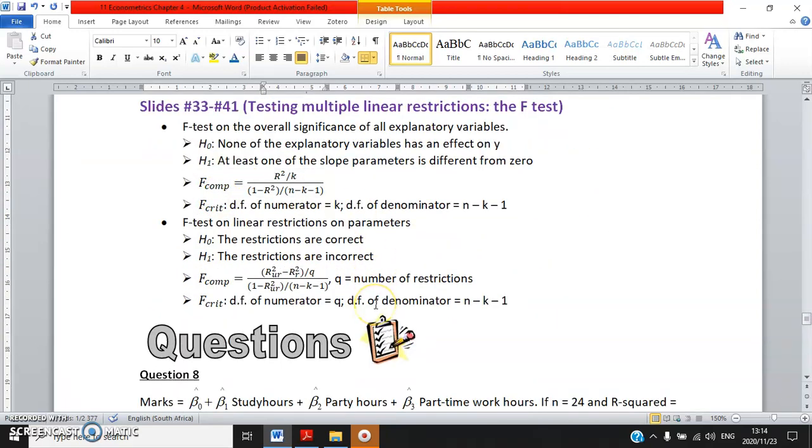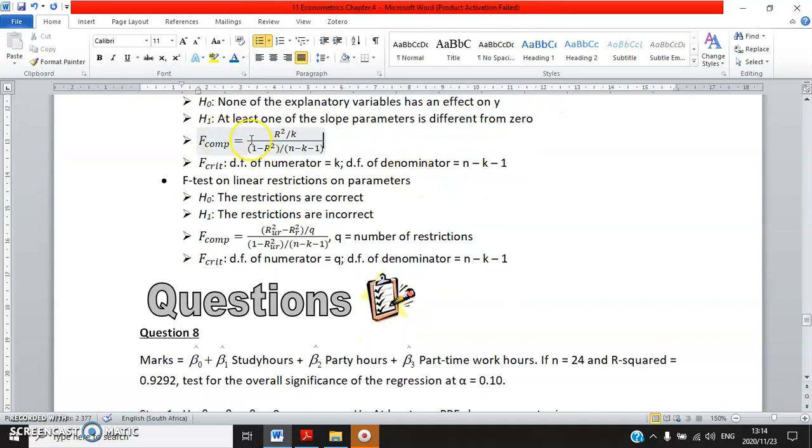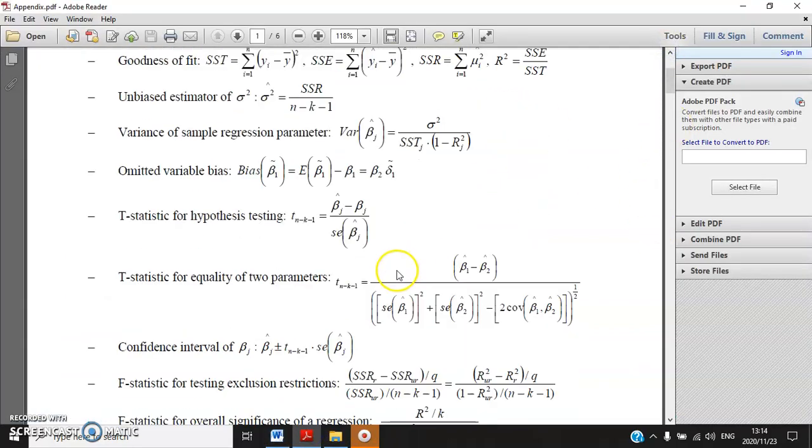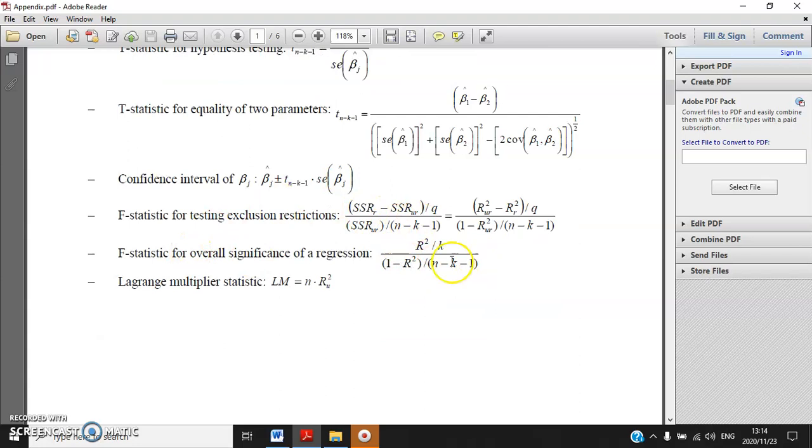Okay. Last one, the F-test. The first one is the easiest F-test you learned in Eco 311, testing the overall significance of all explanatory variables. I think you should be familiar with H0 and H1. We want at least one slope parameter to be different from 0. The computed F statistic equation is here. Critical F stat: the degrees of freedom of the numerator is k, and the degrees of freedom of the denominator is n minus k minus 1. The formula, you don't need to memorize. It is in the formula sheet, actually.